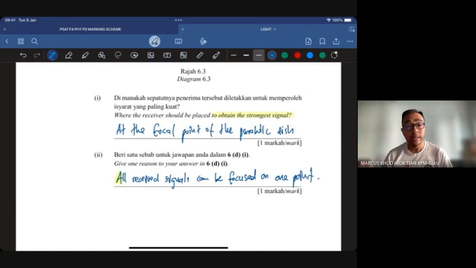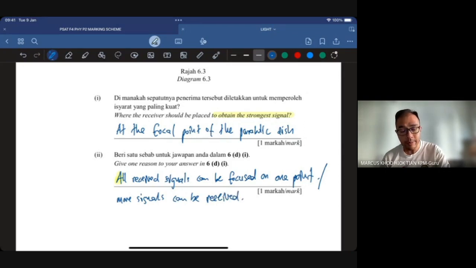Another possible reason, which is probably not this one, is that more signals can be received. The idea again, everybody, is to make sure that you don't write this as the reason, because that is actually one reason so that you can obtain the strongest signal. If that is already given in the question, of course you cannot write this as a reason. You have to think of a different reason.